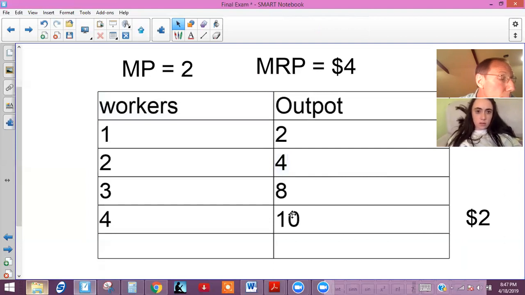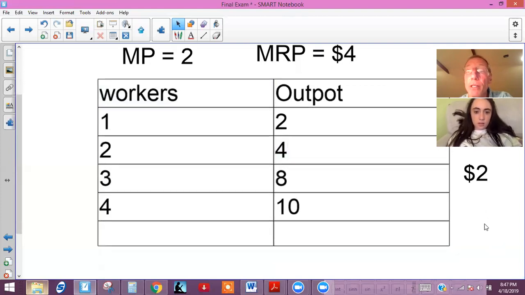So what they're going to ask you is, what is the marginal revenue product of the fourth worker? And it's just really simple. You just look at what his marginal product is and multiply by the price. Now they might ask you something more complex than that, right?